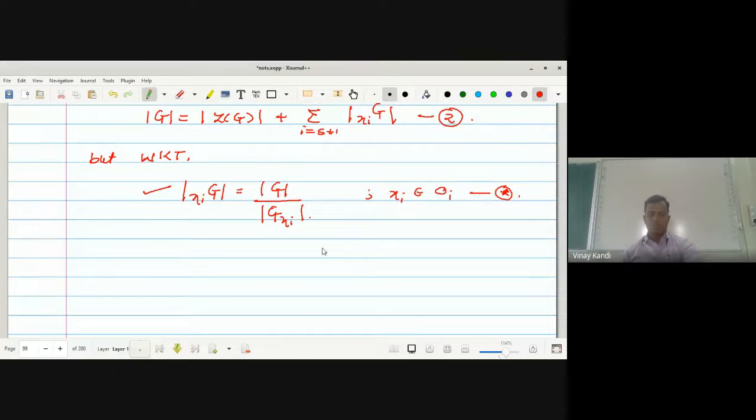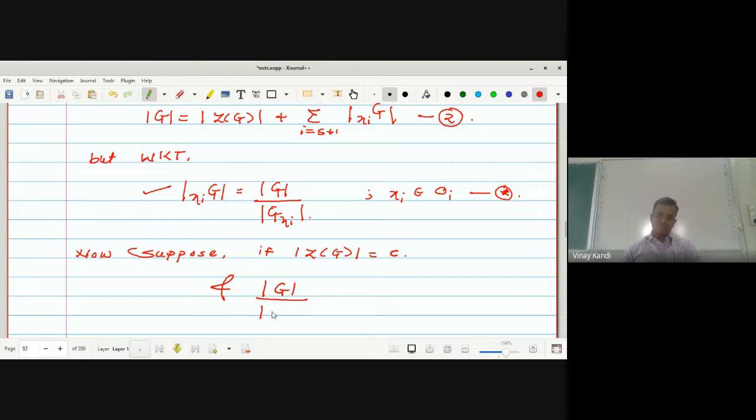Okay. So now suppose order of Z of G is equal to c, okay, any positive integer. In your notes, not order of G here, only Z of G is equal to c is written. Okay, make that correction in your notes. Order of Z of G is equal to c and order of G upon order of G x_i is equal to small n_i.